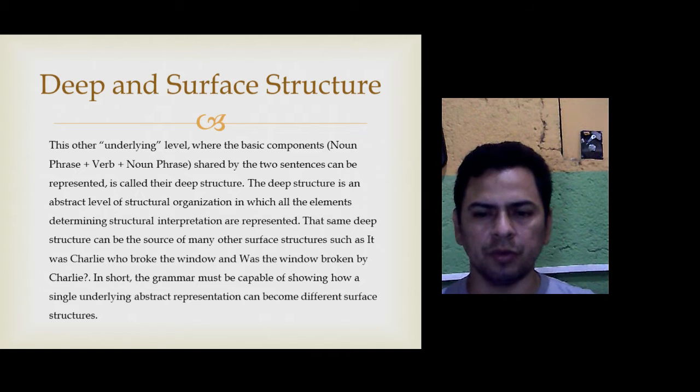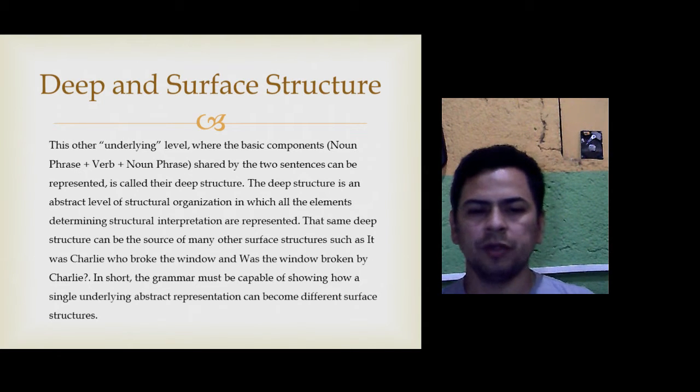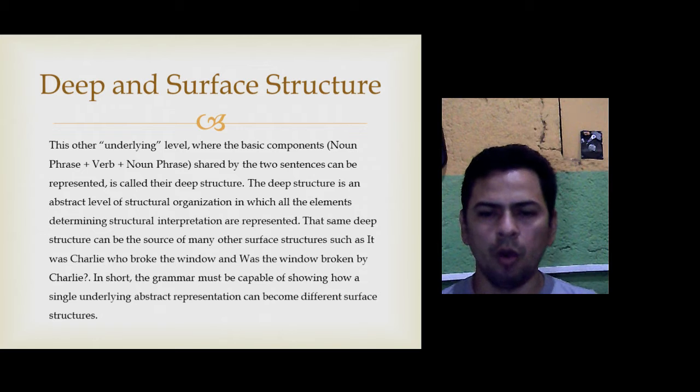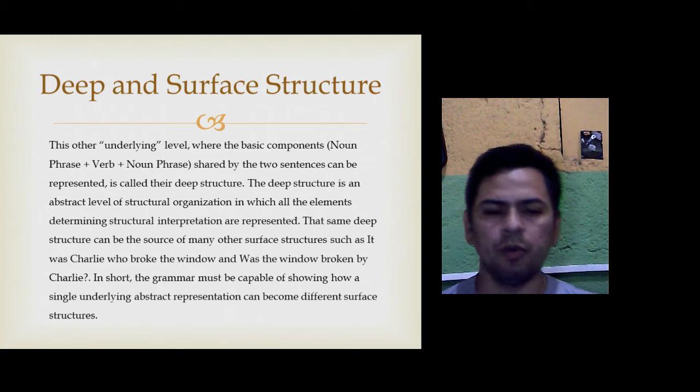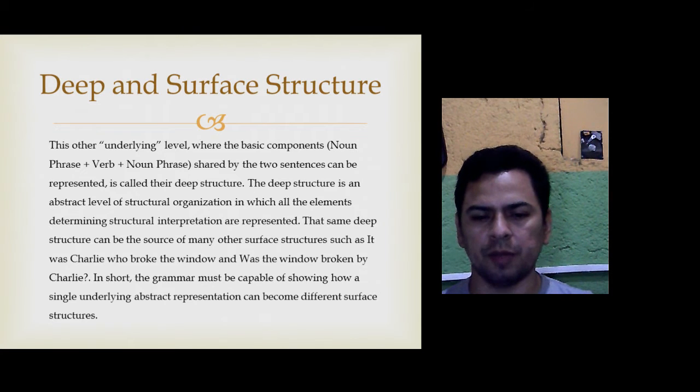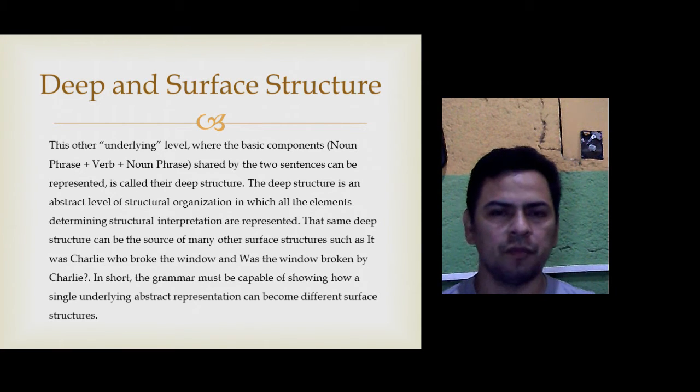The deep structure is an abstract level of structural organization in which all the elements determining structural interpretation are represented. That same deep structure can be the source of many other surface structures, such as it was Charlie who broke the window, and was the window broken by Charlie? In short, the grammar must be capable of showing how a single underlying abstract representation can become different surface structures.